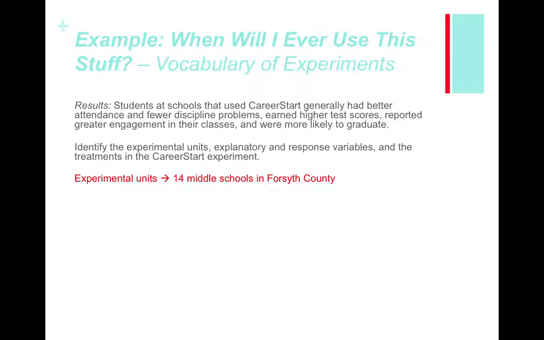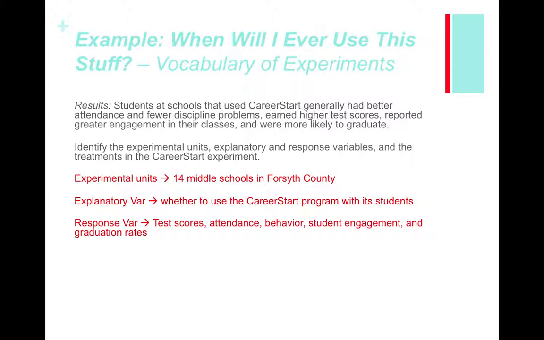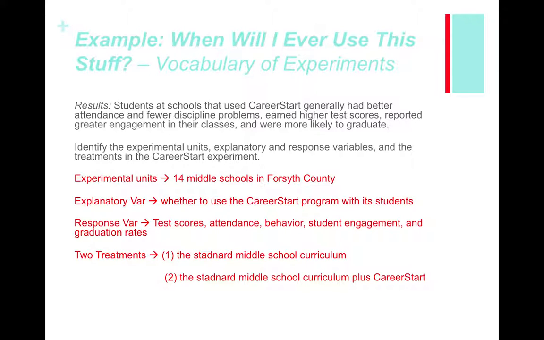So the experimental units are going to be the 14 middle schools in Forsyth County that they selected. The explanatory variable is going to be whether to use the Career Start program with its students. The response variable is those test scores, attendance, behavior, student engagement, and graduation, right? Were those things responding to the explanatory variable? Okay, same as what we saw in Unit 2. And then the 2 treatments: the standard middle school curriculum as opposed to the standard middle school curriculum plus the Career Start. Okay.